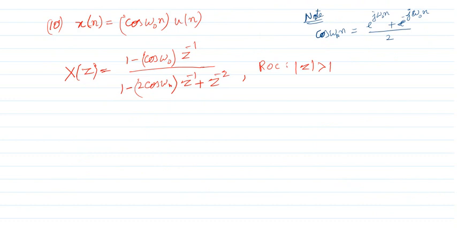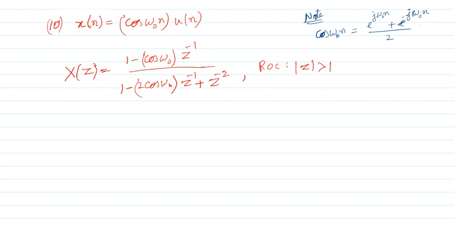The answer is this. Again, ROC is greater than 1. For this, I give a hint. Cos omega naught n can be written as e power j omega naught n plus e power minus j omega naught n, by 2. Using this relation, refer to the 9th problem example and try to work it on your own. If you get the answer, put in the comment section that you got the answer for this 10th problem. You should get this answer and this ROC. Try on your own.